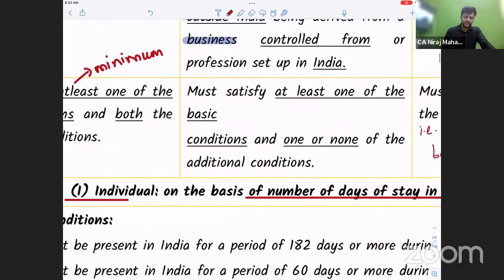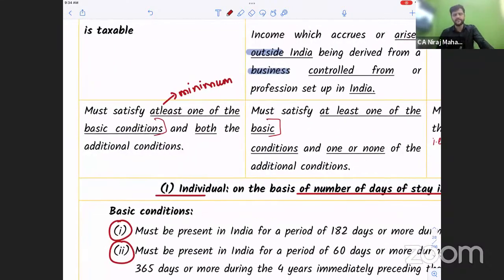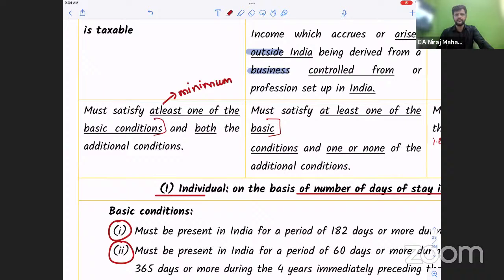Come to the second category, RNOR. What are they saying? Must satisfy at least one of the basic conditions. Is this common between ROR and RNOR? Yes or no? So must satisfy at least one of the basic conditions. These things are common between ROR and RNOR. That is the reason they become resident. What is common as a condition and in the name? They are resident. But what are they saying? One or none of the additional conditions, not both.